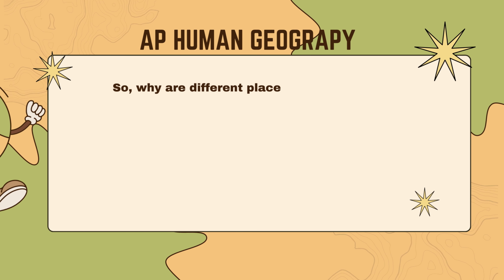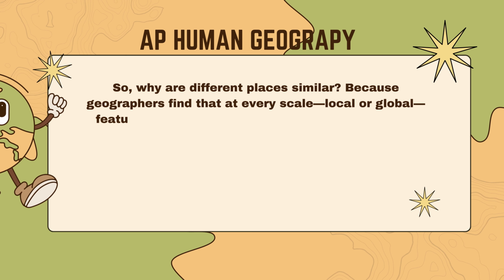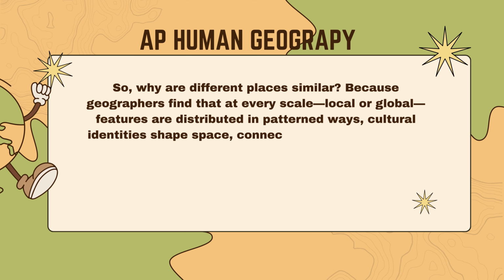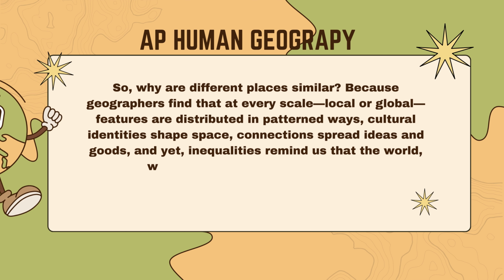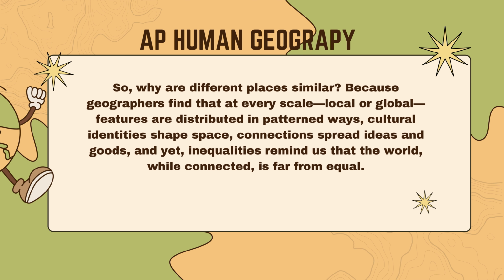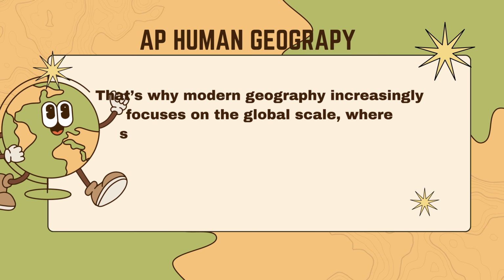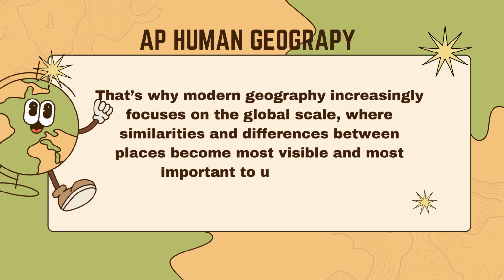So, why are different places similar? Because geographers find that at every scale, local or global, features are distributed in patterned ways, cultural identities shape space, connections spread ideas and goods, and yet, inequalities remind us that the world, while connected, is far from equal. That's why modern geography increasingly focuses on the global scale, where similarities and differences between places become most visible and most important to understand.